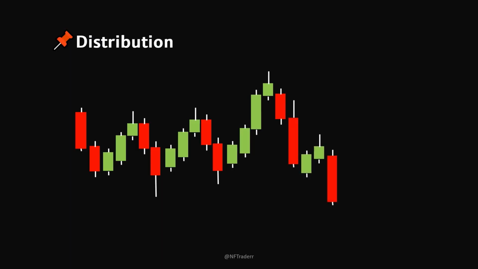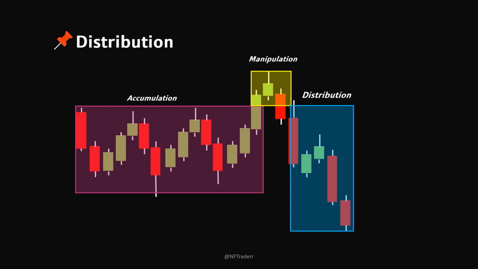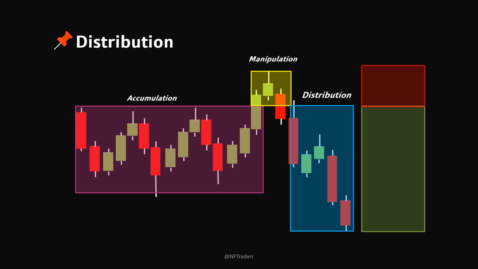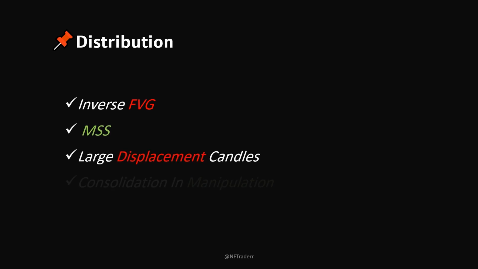Distribution. This is the final stage of the PO3 cycle and the stage that should be traded. The distribution phase is when we open our trades as smart money traders. This move should take out a targeted level in accordance to our daily bias. This is where you will see the expansion in price. I use reasons such as MSS, reaction from an area of expected reversal, inverse FVG, large displacement candles, and consolidation in manipulation to start the distribution phase.